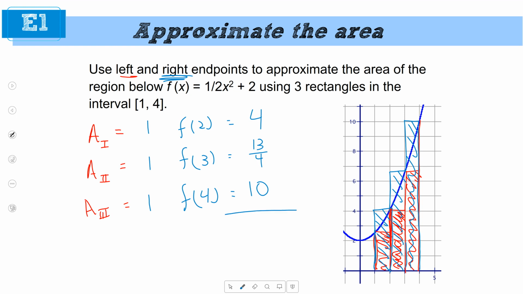Which gives me a total area of the right-hand rectangles of... did I do that right? All right, let's go with it. 63 over 4? Yeah, let's go with it. So there's a lot going on there.